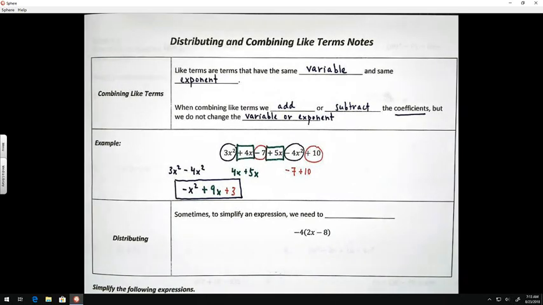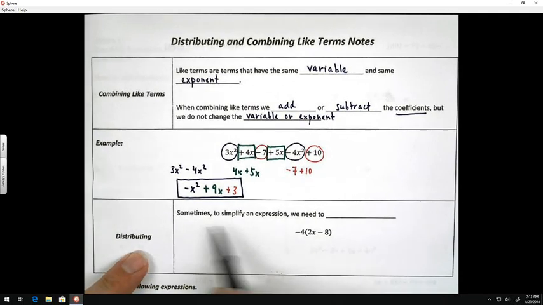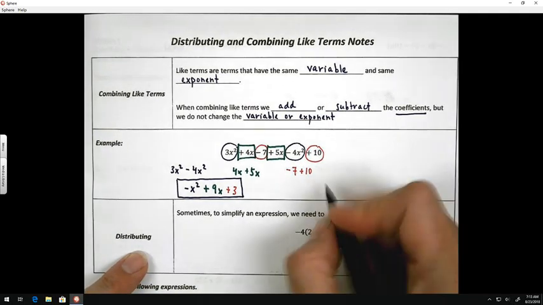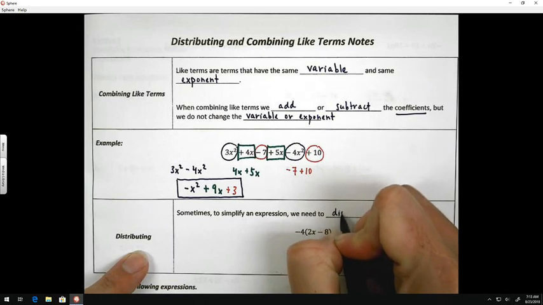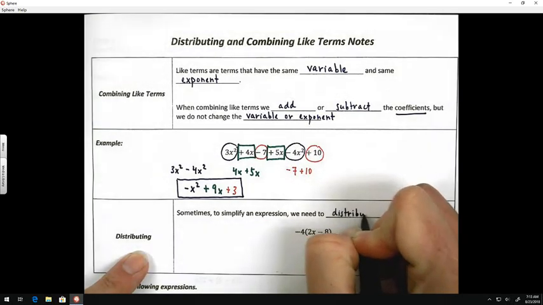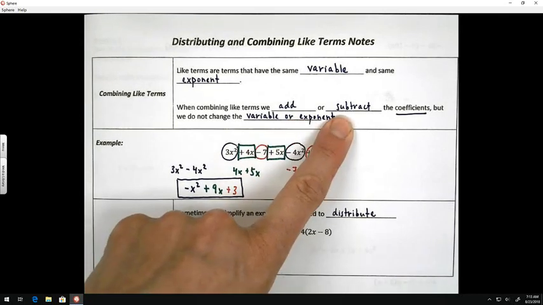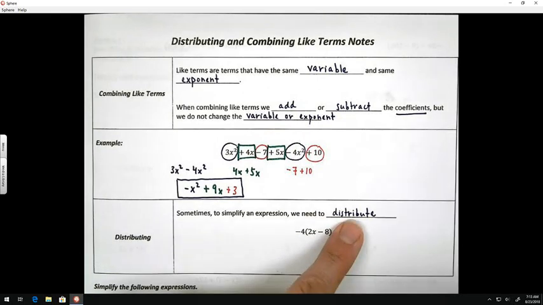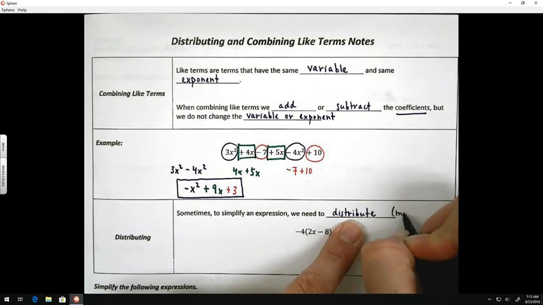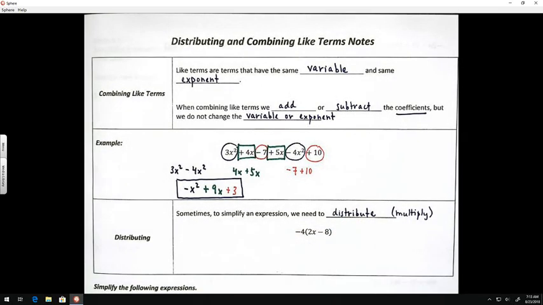Now, in addition to combining like terms, we also talked about distributing. So sometimes to simplify an expression, we need to distribute. And here I want to make a note. When we were combining like terms, we were adding or subtracting. It's important to remember when we're distributing, we're actually doing multiplication. So we're going to be multiplying whenever we're distributing.